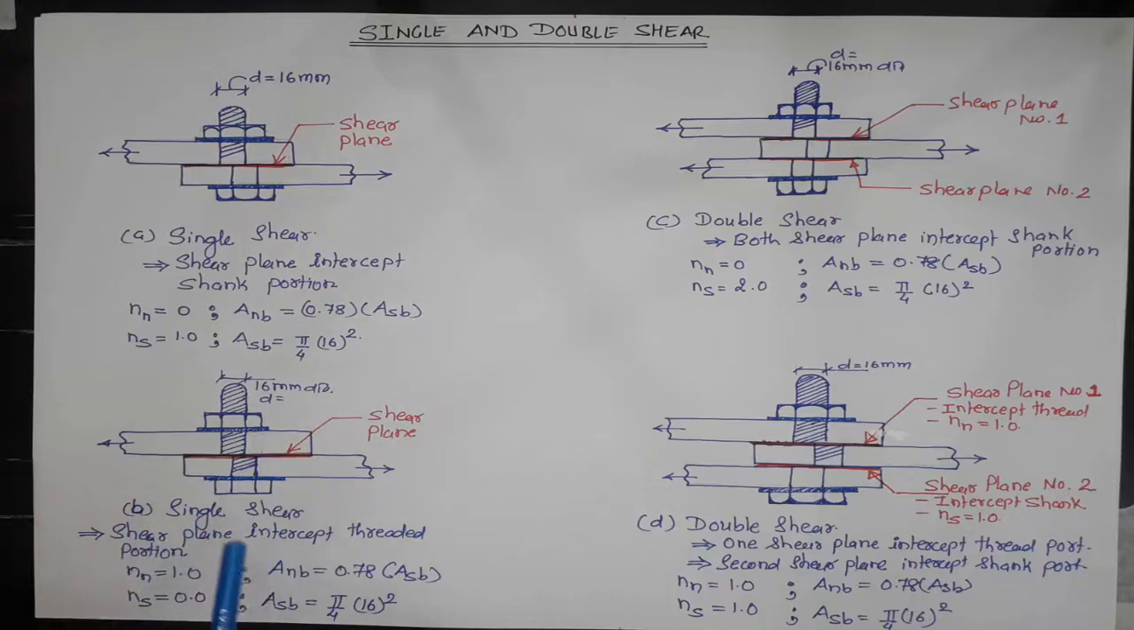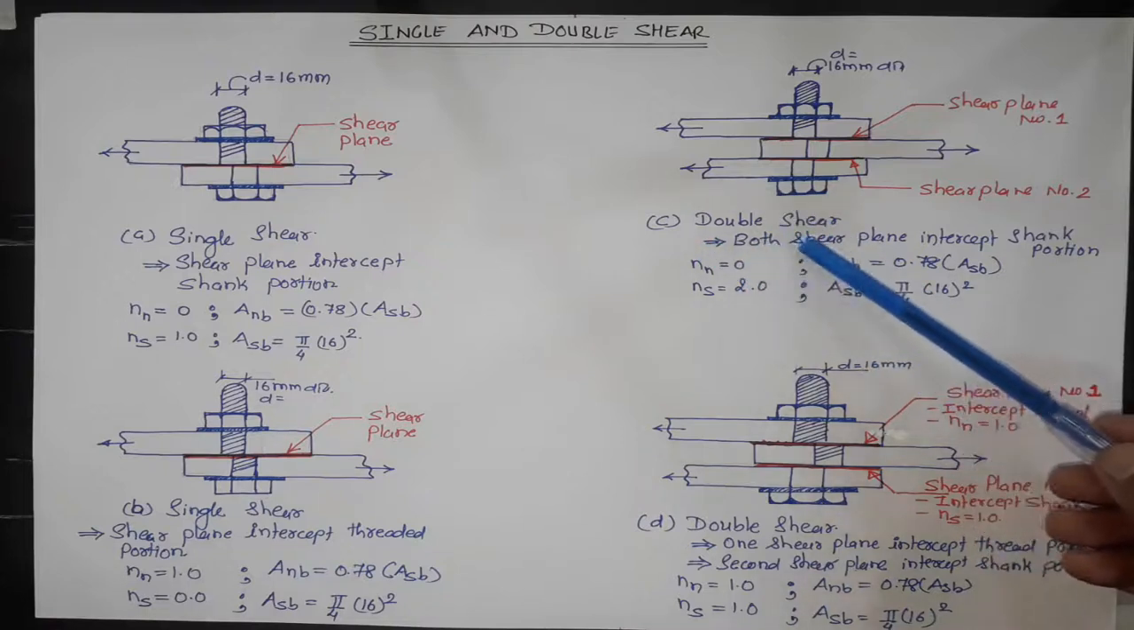Figure B represents the single shear. Again we are having two plates moving in two opposite directions. This is the shear plane. If this shear plane intercepts the threaded portion, this is your threaded portion, therefore your NN, which is the number of shear planes intercepting the thread portion, is 1.0, and NS, which is the number of shear planes intercepting the shank portion, is 0. Here we are having the interception of the shear plane in the threaded portion only, and other ANB and ASB remain same.